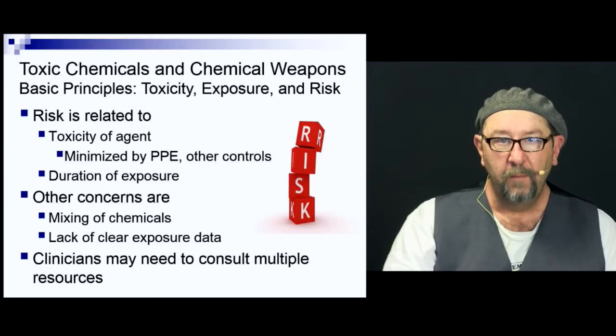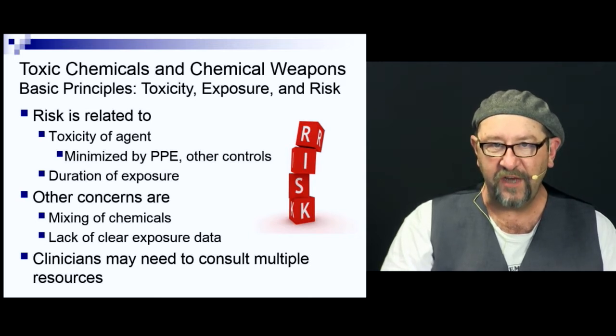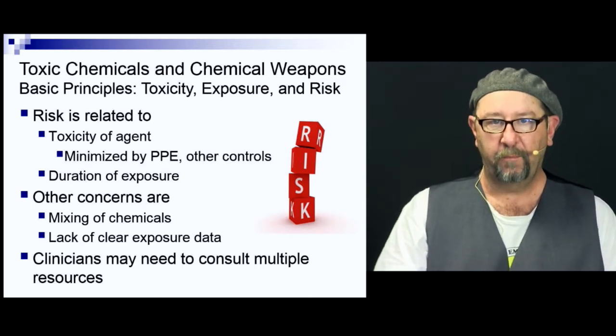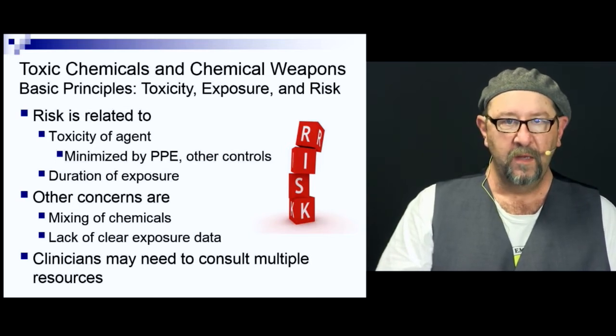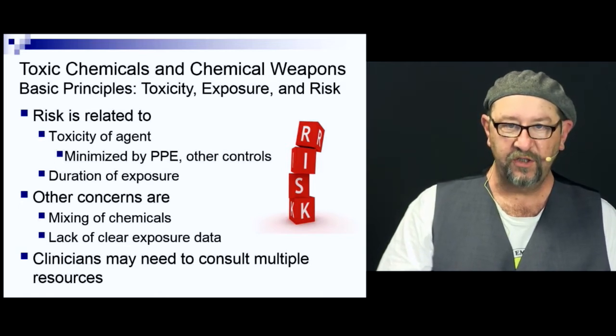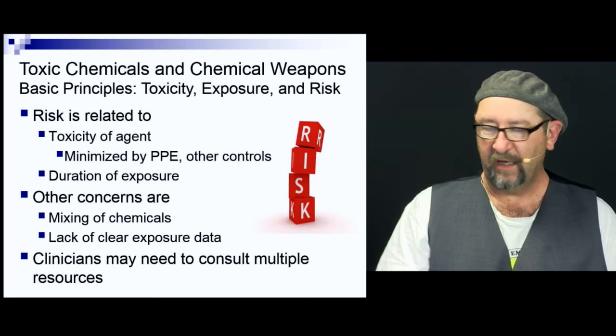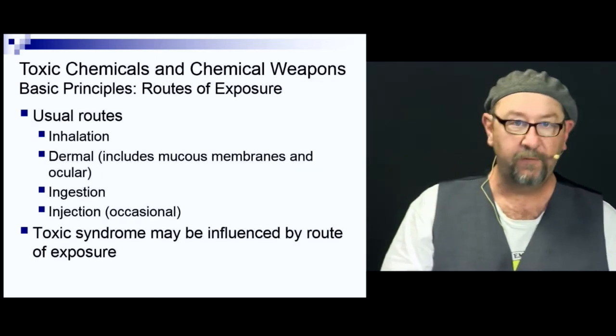So, basic principles of toxic exposure and risk. Risk is related to the toxicity of the agent. They're minimized by personal protective equipment. We're back to personal protective equipment, PPEs. And duration is important. Other concerns are mixing of chemicals, lack of clear exposure data, and clinicians may need to consult multiple resources like material safety data sheets and tox and poison centers, et cetera.